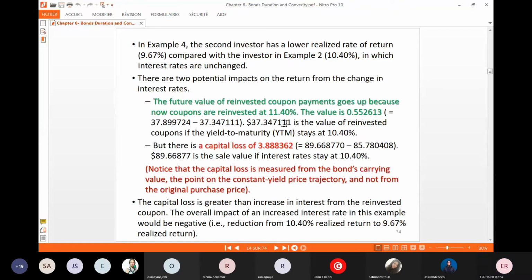But selling his bond prior to the maturity date, knowing that the required rate of return which was 10.4 is now 11.4 at the date of the sale, gave us a capital loss instead of selling it at the carrying value that we calculated earlier, 89.66, which is a price based on a 10.4 required rate of return. He will sell it at 85.78 only.